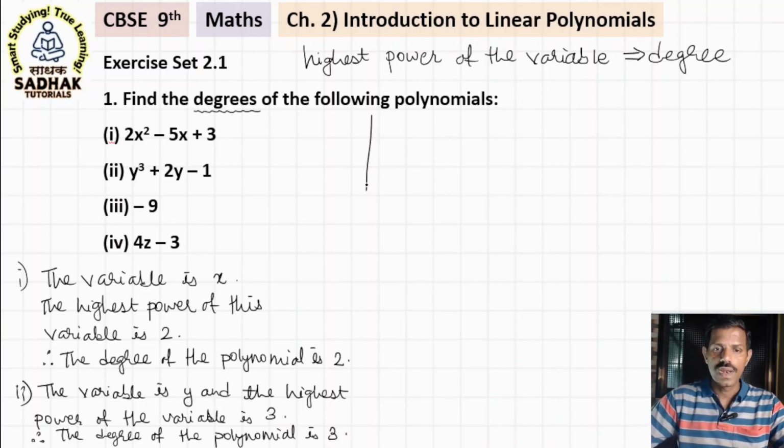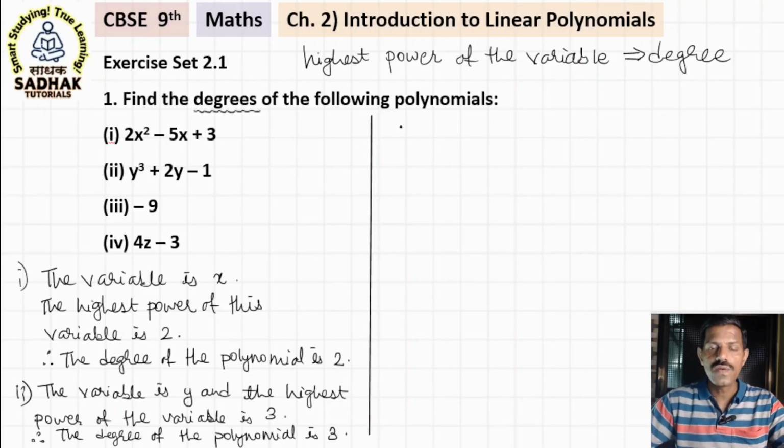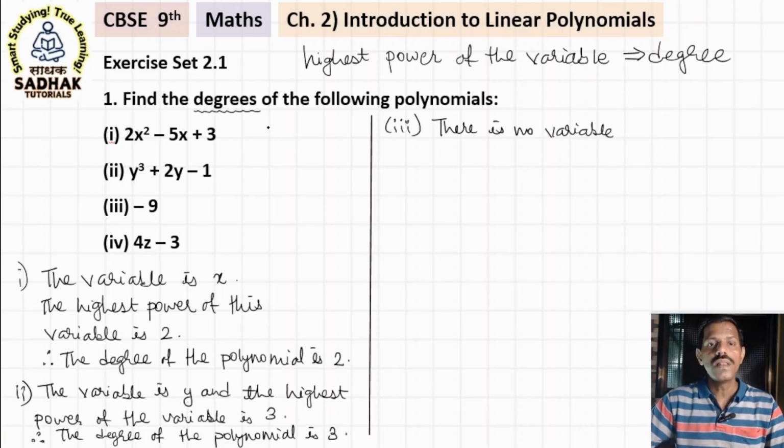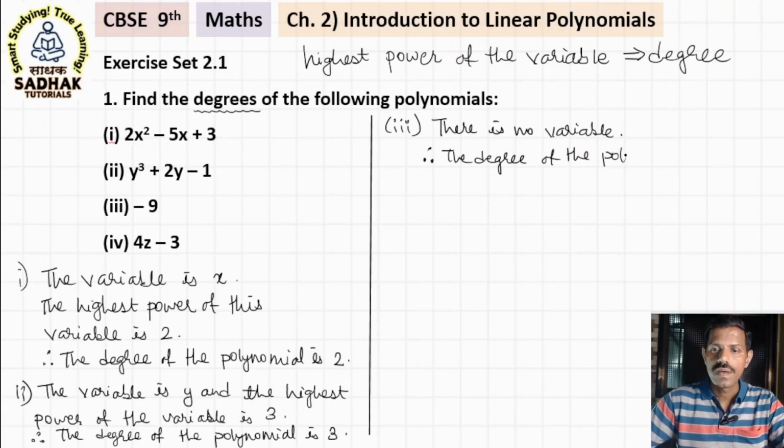Fine. Chalo, let us quickly write the answers of questions 3 and 4. In question 3 there is a single term, minus 9. There is no variable in it. If we want, we can put the variable, but then that variable will be x raised to 0. Therefore the degree of the polynomial is 0.